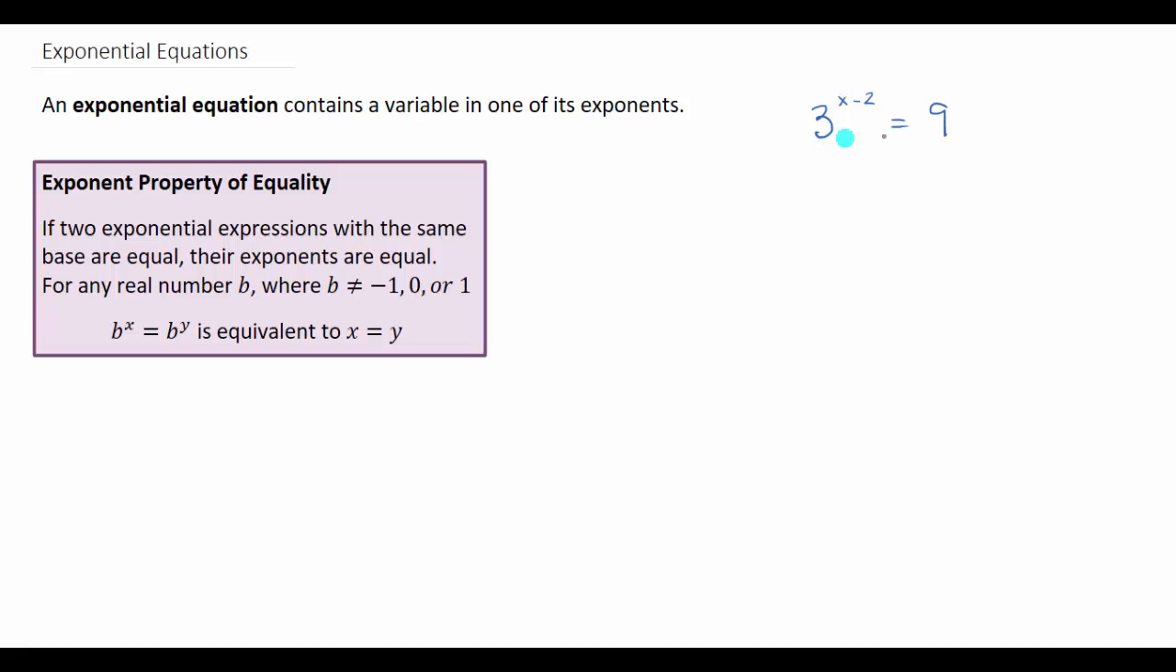It doesn't look like I have the same bases, but I could equate the bases. I could express 9 as 3 squared. After that, I use the property of equality on exponents, and I find that x is 4. You can check that as well. 4 minus 2 is 2. 3 to the 2 is 9. It's not a mandatory check, but just to show you how that works. Pretty handy. So let's do some practice problems here.